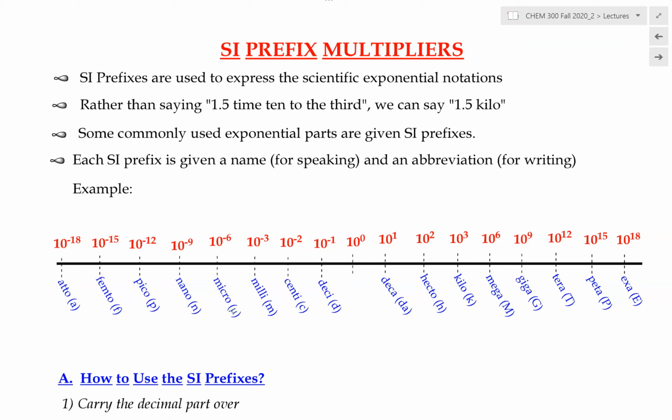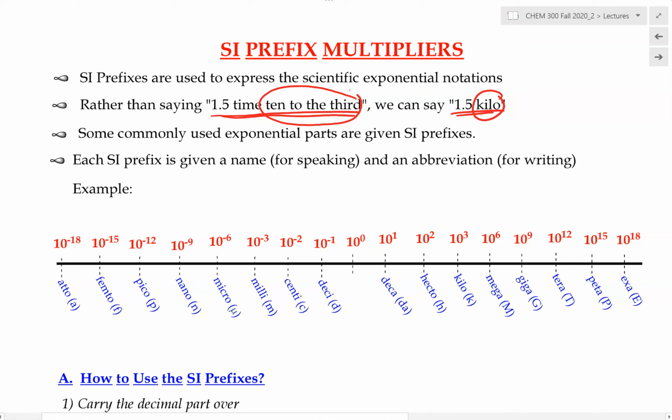First, what are SI prefixes? These are essentially terminologies that we use to express scientific notation. For example, rather than saying 1.5 times 10 to the third, which is normally how we would describe a scientific notation, and we can see that it takes some time, about 2 to 3 seconds to say this number, we can now say the following: 1.5 kilo. In this case, the prefix kilo is being used to describe this exponent, times 10 to the third. So that's what SI prefixes are.